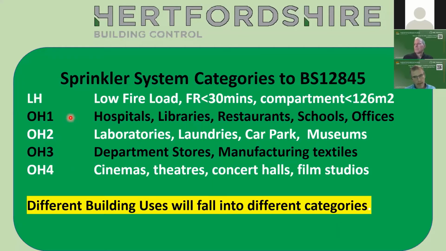I'll probably see one of them once a year or something like that. So it's very rare you ever see anything above OH4. Well, I haven't seen that, simple as that. OH4 is the high hazards above that, and then the storage hazards and stuff like that. So again, different building uses will fall into different categories.